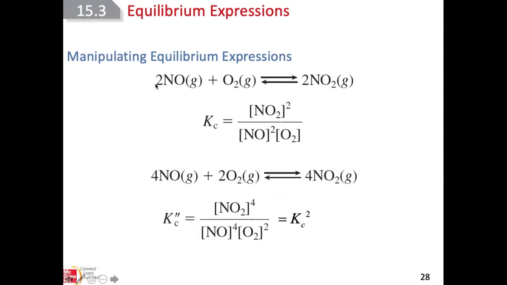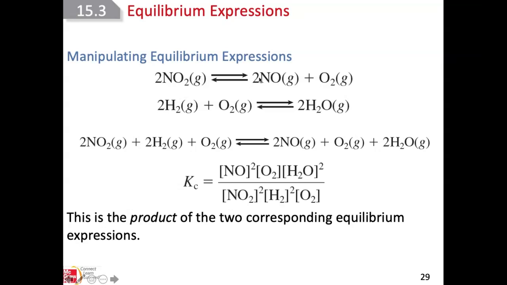What if we want to take this equation and double the amount of each substance? So instead of 2, we have 4, we have 2, and we have 4. We can write the expression for the reaction where the amounts were doubled, but really you can take the Kc and square it to get the new Kc for the reaction where we doubled the coefficients.